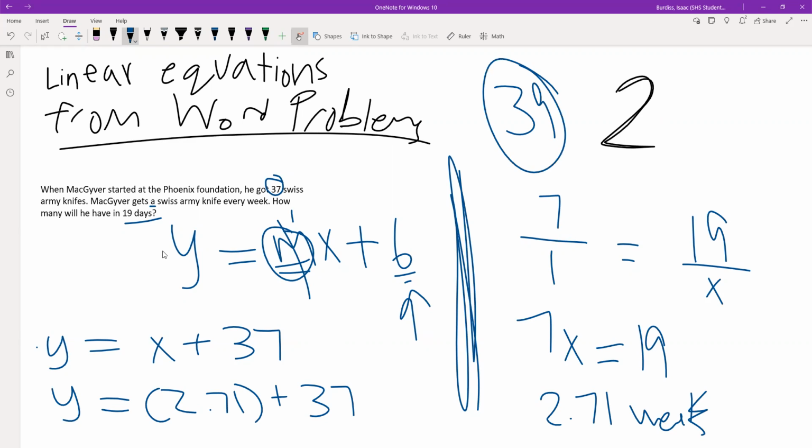Occasionally you would have to find y, which hopefully you could do. If it said how many days until he has 400, you might have to do that, so keep that in mind.